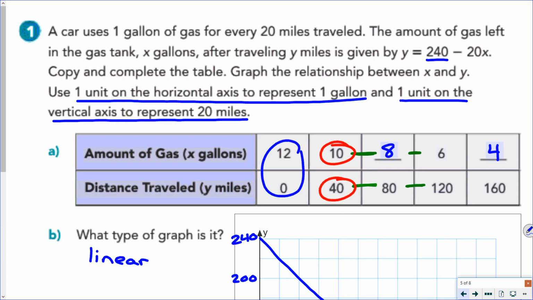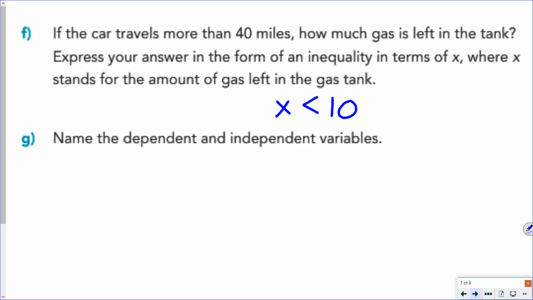And then for our independent and dependent variable, if we look at our table, another way to know your independent and dependent is that your independent is always on top, your dependent is always on bottom. So your independent is x, your dependent is y.